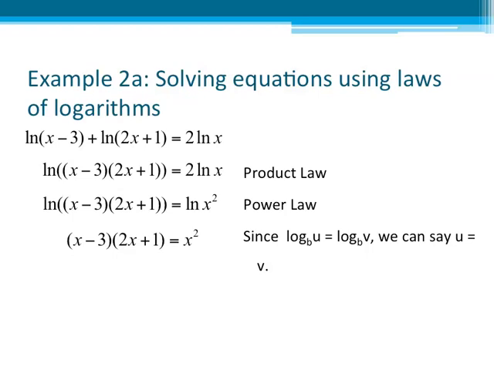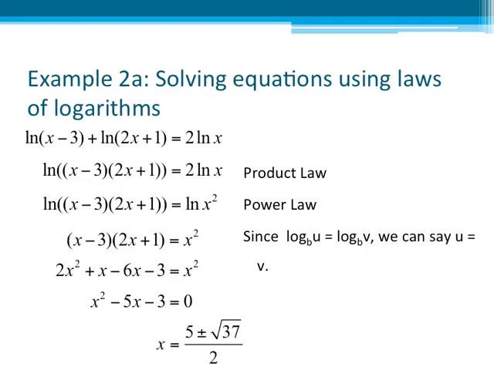Okay, from there, now we are just working with a quadratic. It might be a little bit of tedious work, just multiplying everything out, but we have 2x squared plus x minus 6x minus 3 is equal to x squared. Let's move everything over to one side and combine like terms. That gives us x squared minus 5x minus 3 equals 0. And that's a quadratic. You want to see if it's factorable. It doesn't seem factorable, so we'll have to use the quadratic formula. So x is equal to 5 plus or minus the square root of 37, all over 2.